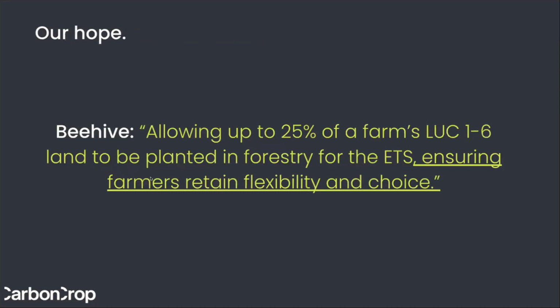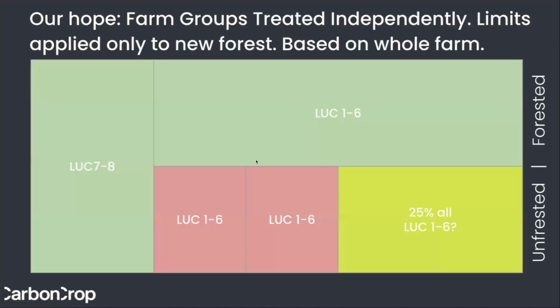So our hope, and I would say that it is signaled, from the Beehive announcement, is that the intent is to allow up to 25% of a farm's LUC 1 to 6 land to be planted in forestry for the ETS, ensuring farmers retain flexibility and choice. So we would like to see an implementation that, given the goal is prevention of whole farm conversions to exotic forestry, achieves that while preserving flexibility and choice for farmers to a reasonable degree.